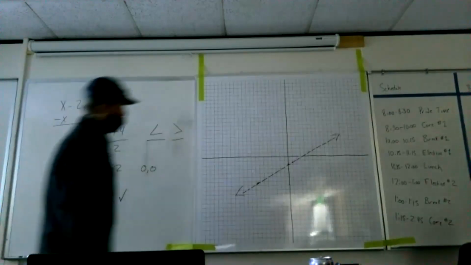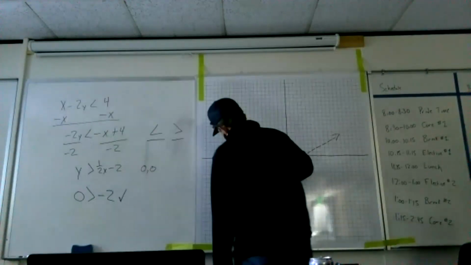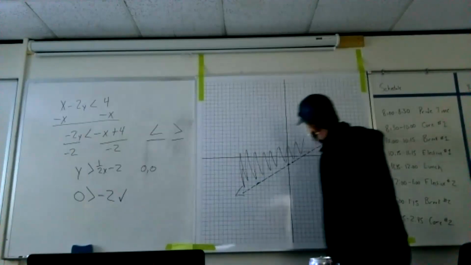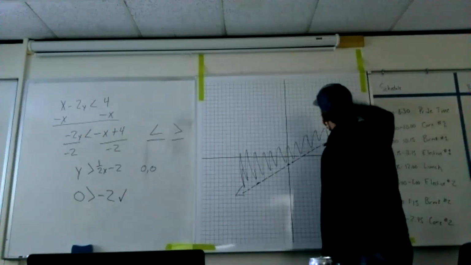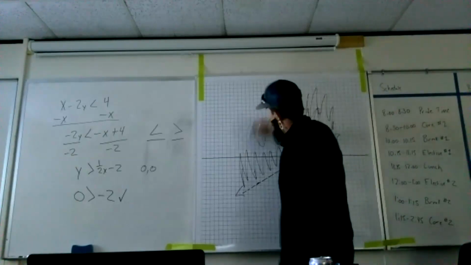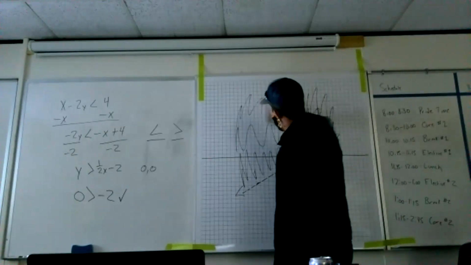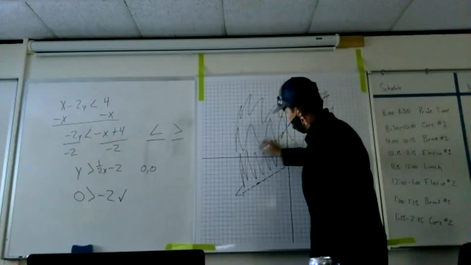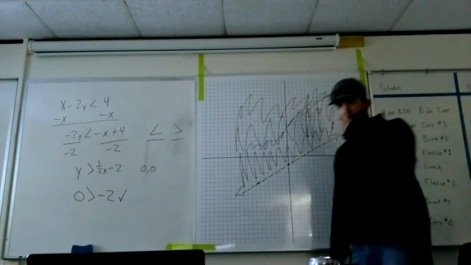So that means everything above this boundary line, if I were to plug it in, would make my inequality true. And I want to shade in all of the area that makes it nice and true. You can plug in multiple points.